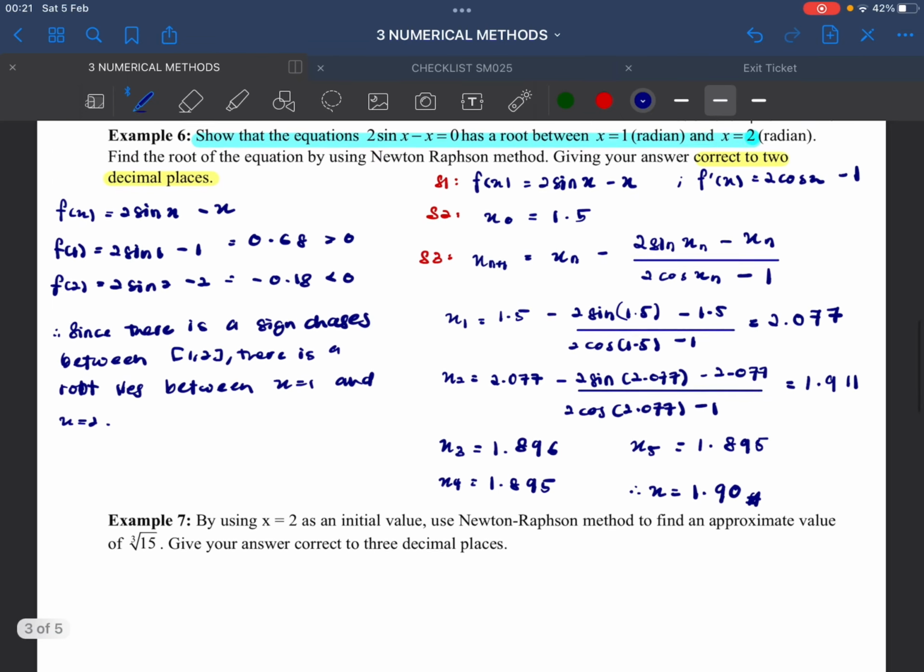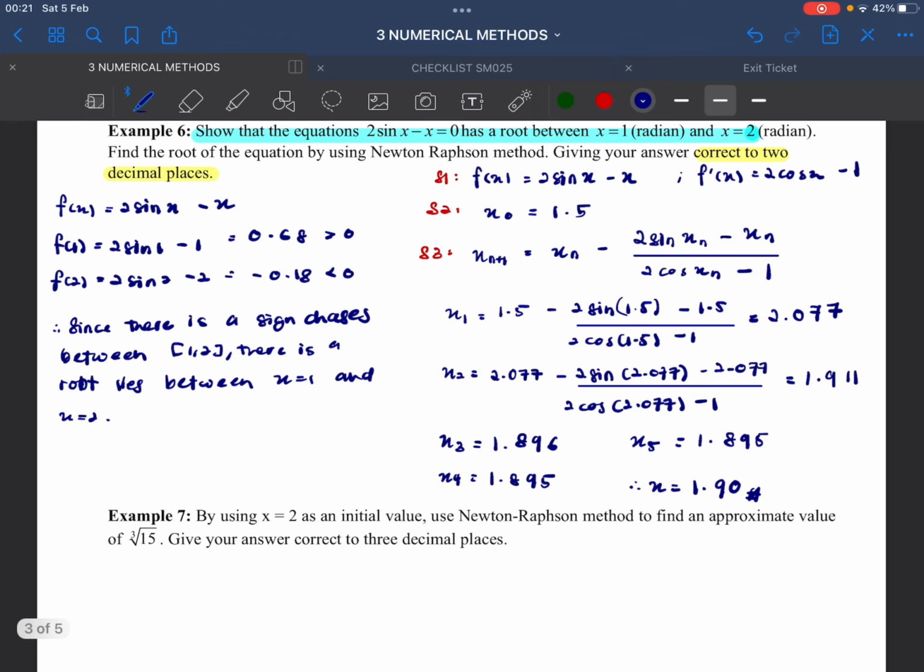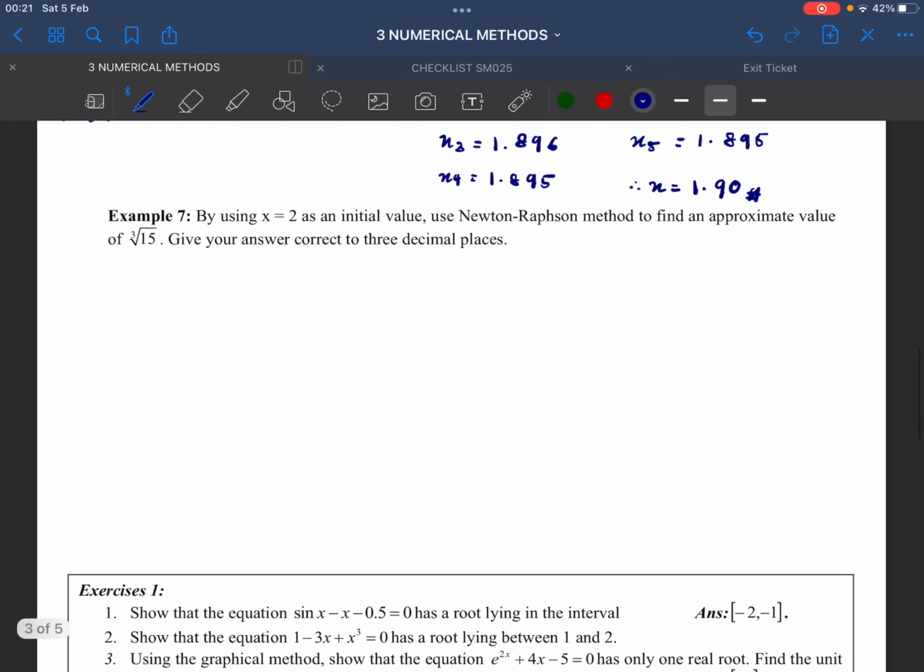Okay, so that is how we use the Newton-Raphson method. Very simple actually. If you can use your calculator, very easy. So let's quickly go through example 7. Here we have by using x equals to 2 as an initial value. Already given to us, that is our x0. Using the Newton-Raphson method to find an approximate value of cube root 15. Now the question doesn't give us fx. We only have an approximate value of cube root 15.